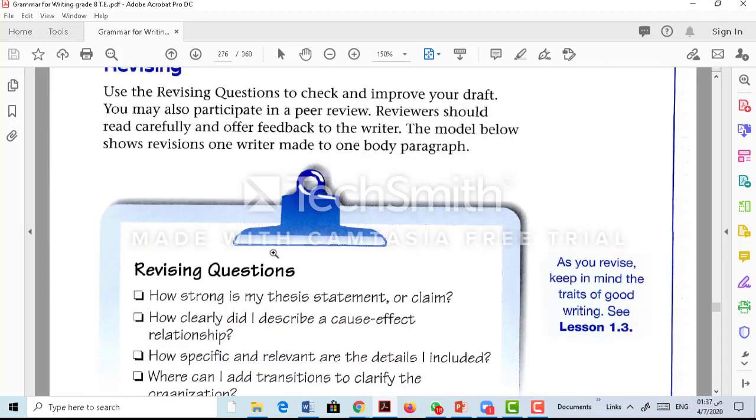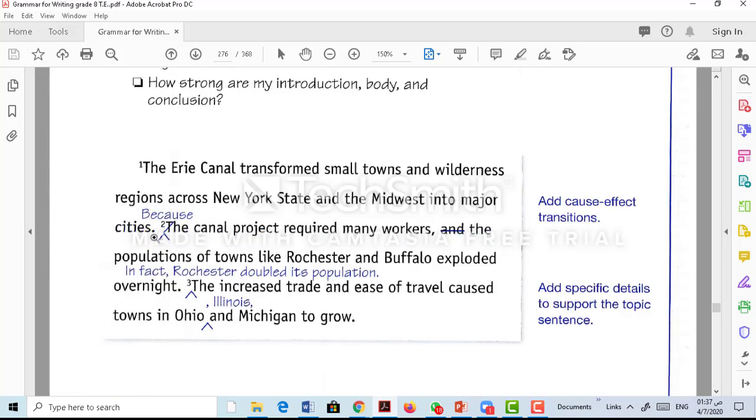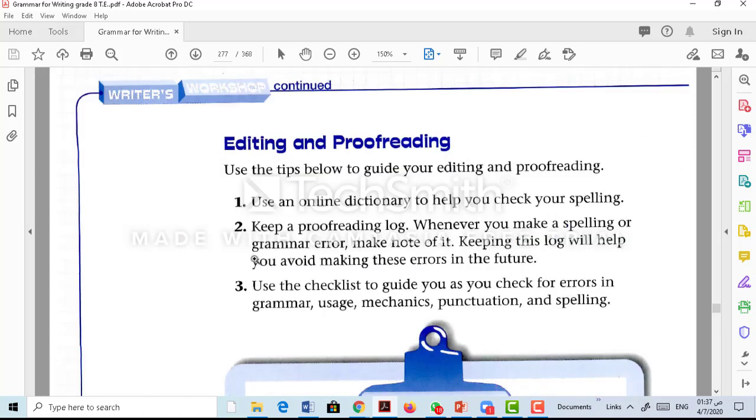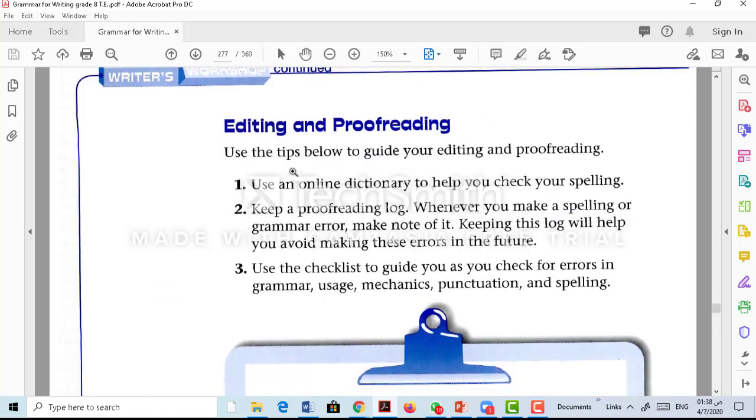Next point is revising. When you are revising, make sure that you can add transitions here and there, add cause and effect transitions, specific details. This is how you can add it. Then editing, and there are 3 editing and proofreading techniques. Number 1, you can use an online dictionary. Like for me myself, I'm using Merriam-Webster. Sometimes I use Cambridge Dictionary. Feel free to use your own, and also sometimes I use Grammarly.